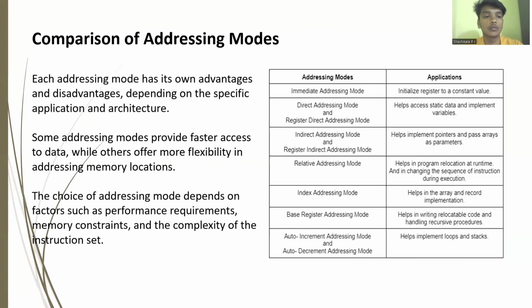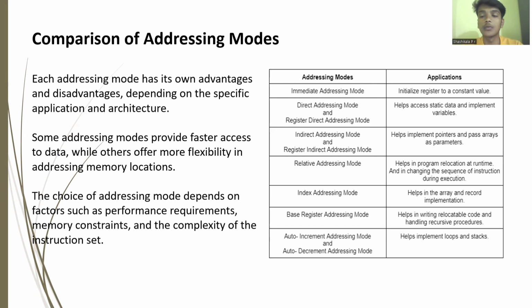Comparison of addressing modes. Each addressing mode has its own advantages and disadvantages, depending on the specific application and architecture. Some addressing modes provide faster access to data, while others offer more flexibility in addressing memory locations. The choice of addressing mode depends on factors such as performance requirements, memory constraints, and the complexity of the instruction sets.